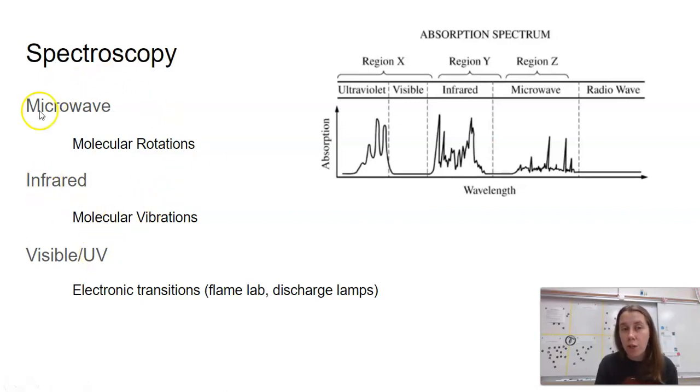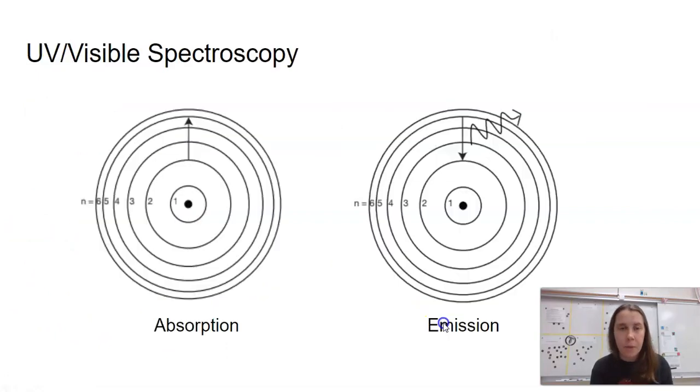So we are not going to do infrared and microwave spectroscopy in the lab, but you can think about microwave anytime you heat up your leftovers at home, right? But we will do visible and UV spectra in the lab.